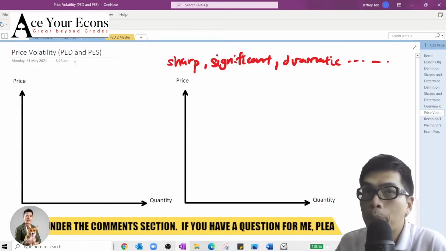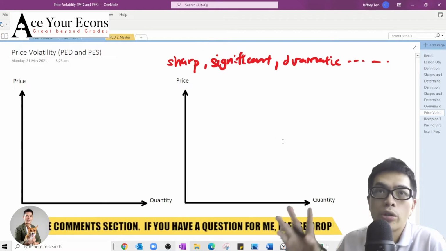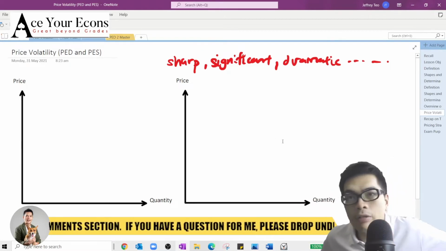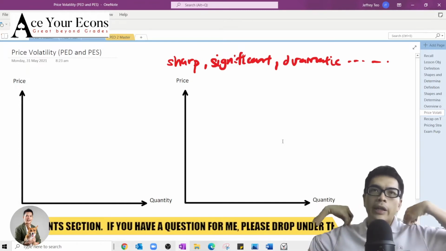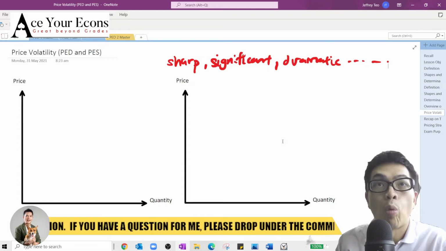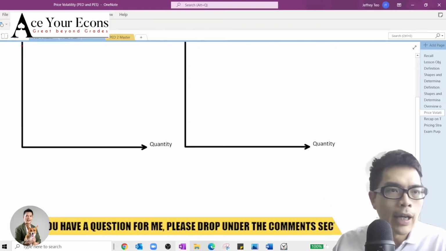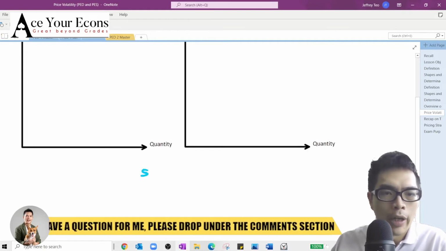Okay, and both PED and PES can come into the picture. So I'm going to show you two scenarios of how this is going to be tested. In an exam, in a case study or essay, you're supposed to identify one of the two scenarios. So now let's entertain the idea of a sharp rise in price.